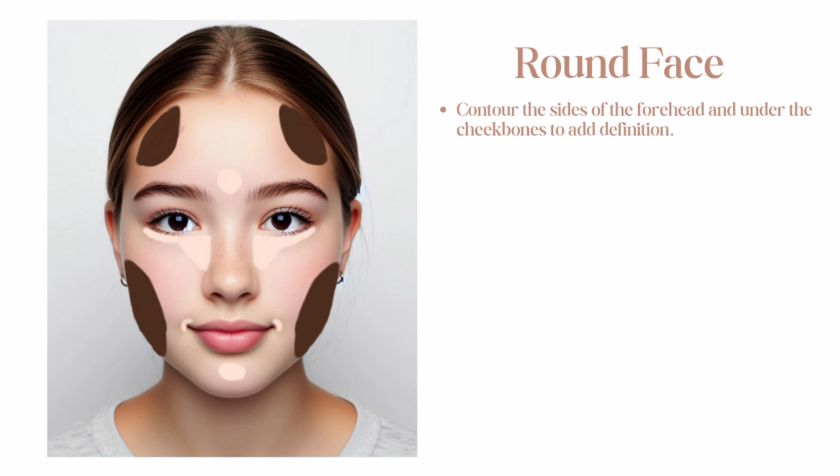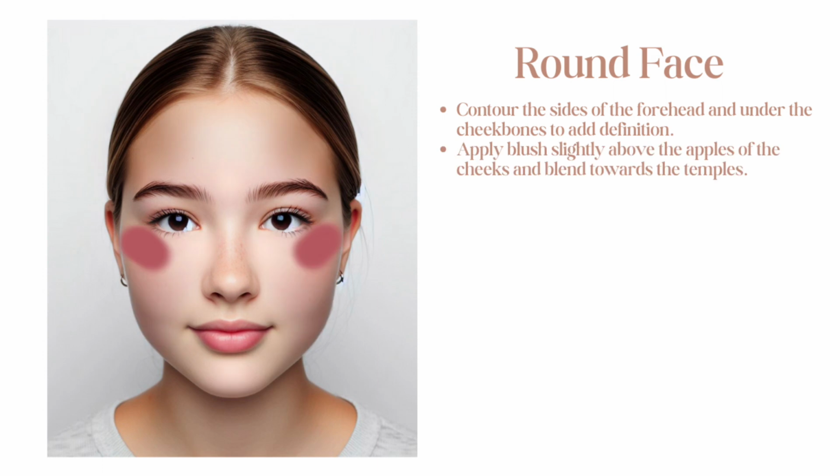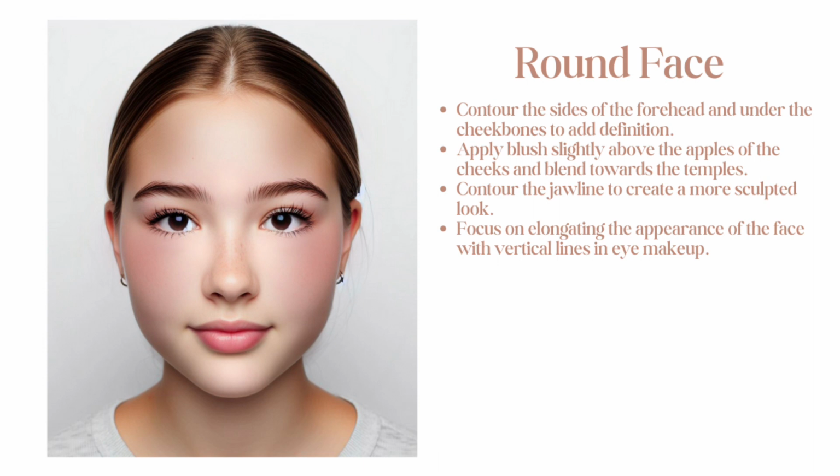Contour the sides of the forehead and under the cheekbones to add definition. Apply blush slightly above the apples of the cheeks and blend towards the temples. Contour the jawline to create a more sculpted look. Focus on elongating the appearance of the face with vertical lines in eye makeup.